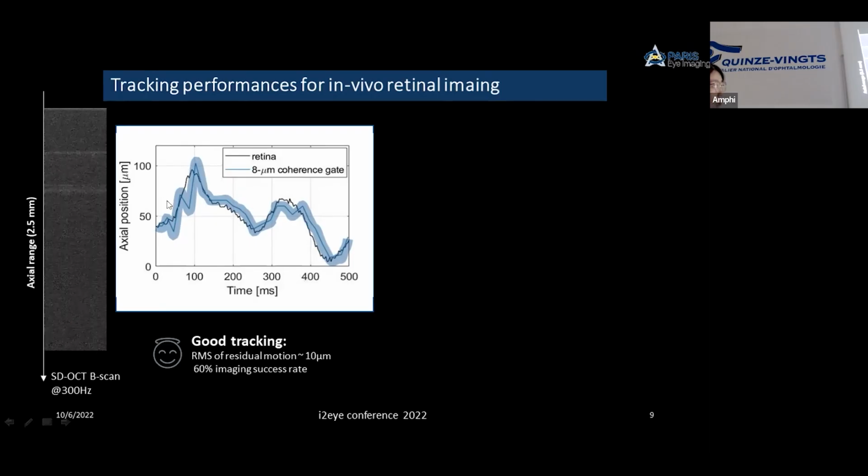From this plot, we can see the retinal position shown in black, and the coherence gate of 8 microns shown in blue. The black curve mostly stays inside the blue, which means the retina mostly stays inside the coherence gate, so we can have the tomographic signal from this layer.